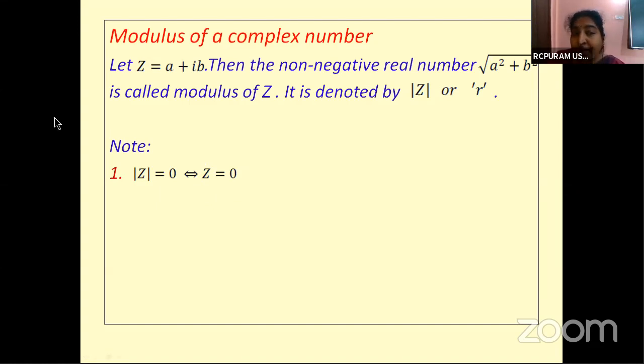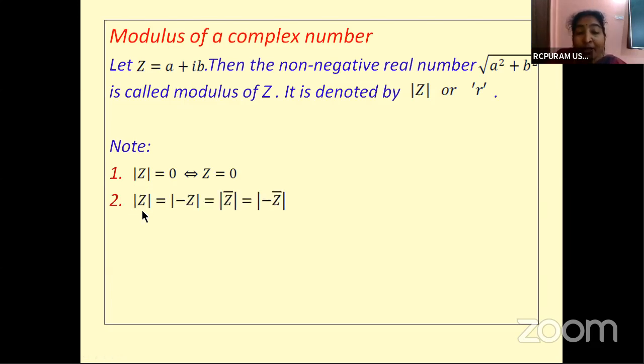Now, if one of the numbers is other than 0, let us take a equal to 1, then you will not get modulus as 0, isn't it? So the real and imaginary parts, if both are 0, then only the modulus will be 0.